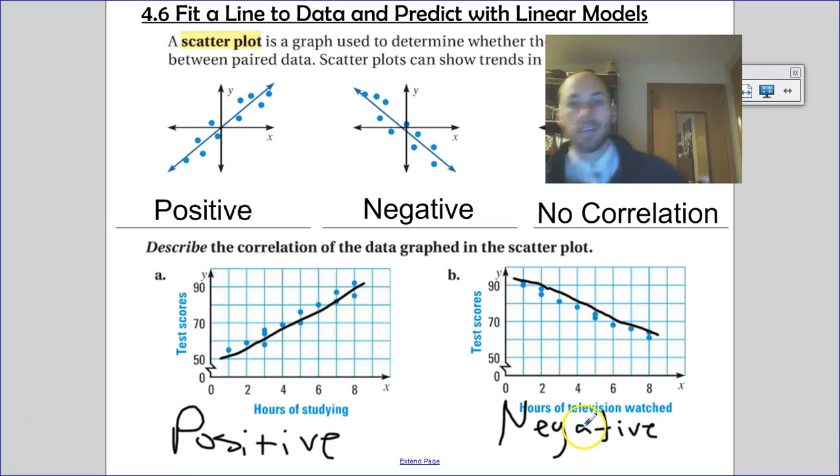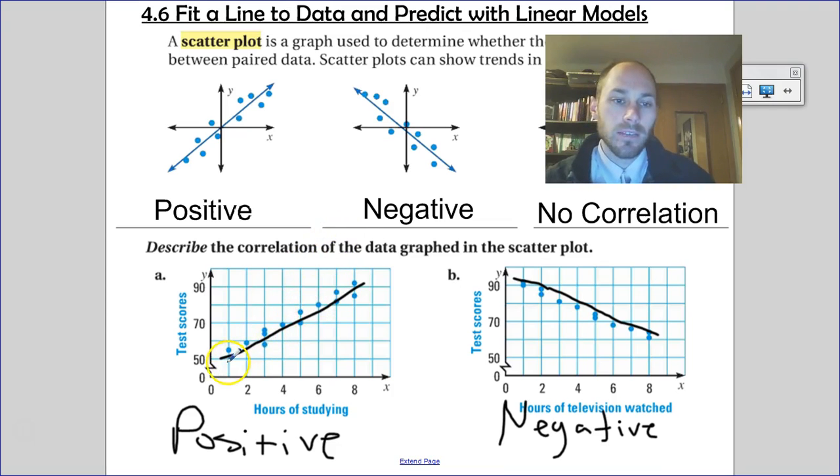You better study. So when you draw your trend line, the other thing to keep in mind is that about half the points should be above the line and half the points should be below. This one I didn't draw a line of best fit very well because most of the points are below the line, but you get the idea. It looks like it's negative.